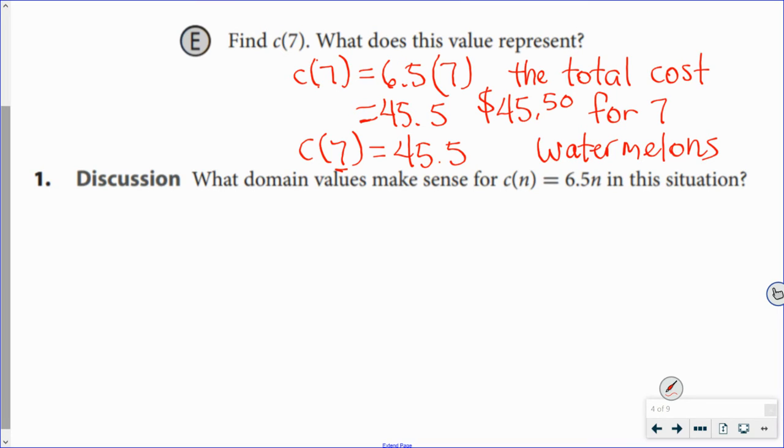Well, let's turn that around. Let's talk about non-logical input values. 37? Yeah, I could buy 37 watermelons. 102. Okay, what could I not buy in watermelons? Yeah, I can't buy a negative watermelon. What is that anyway? That's like a kiwi fruit or something else. I can't buy negative watermelons, so my input or my domain can't be negative. I guess I could buy 0 watermelons. Yeah, I could buy nothing, and it doesn't cost me anything.